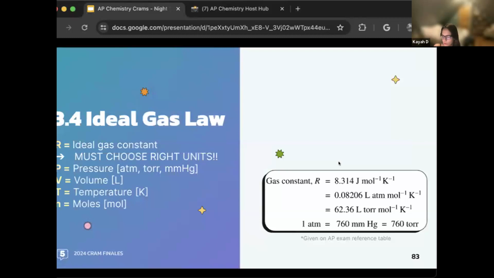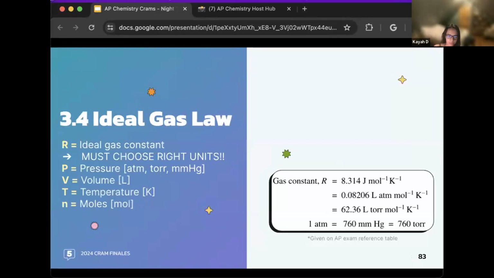And then we have our ideal gas law. With the ideal gas law, you have to know these few different symbols. The R is your ideal gas constant, which is 8.314 joules per mole per Kelvin. And you have to choose the right units, right? Because there are different units for your gas constant R.